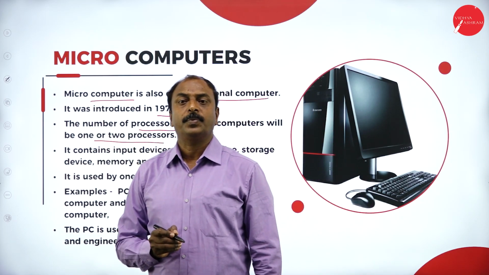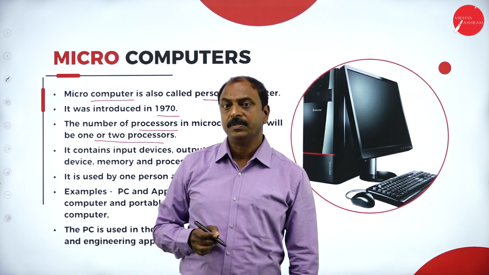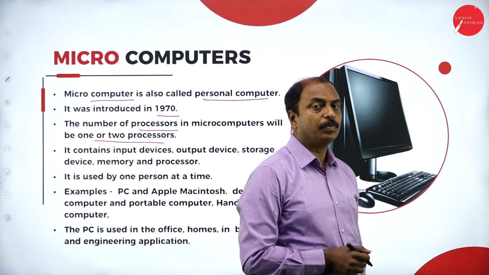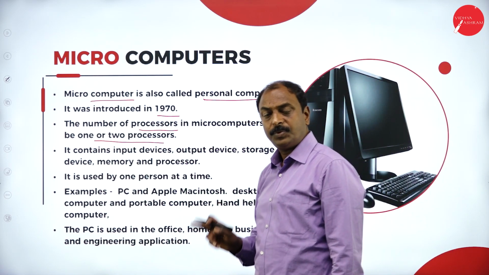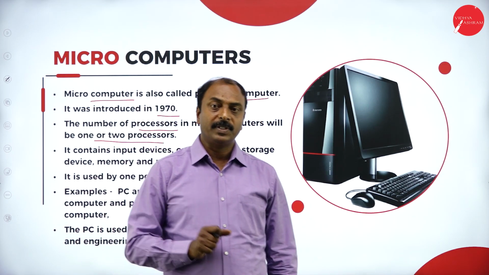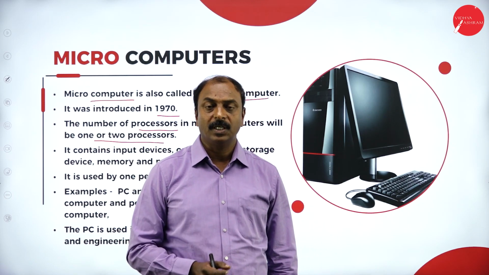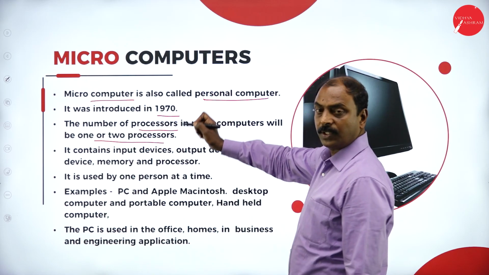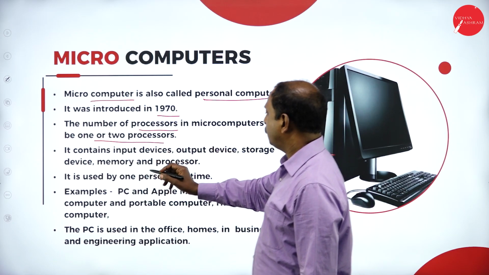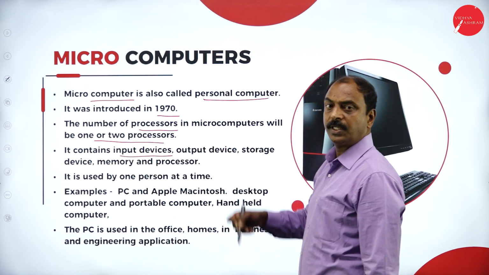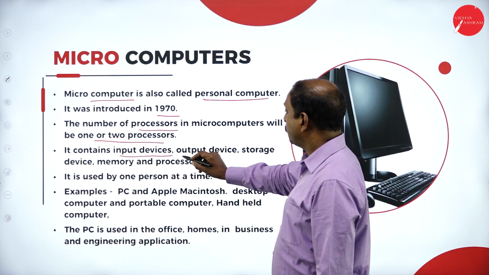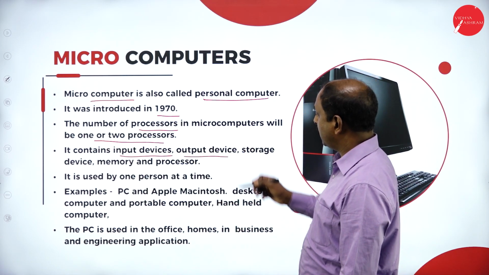Now you know what a processor is, and we have seen in our previous session that the main electronic component of a present-day computer is a microprocessor. So the computers we are using will generally have one microprocessor. A present-day microcomputer will have one or two microprocessors, and it contains input devices, maybe a keyboard, mouse, joystick, and output devices, printer as well as monitors.